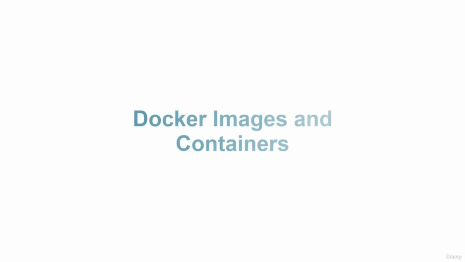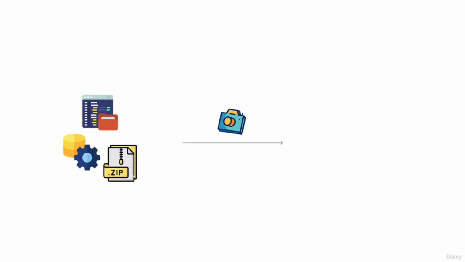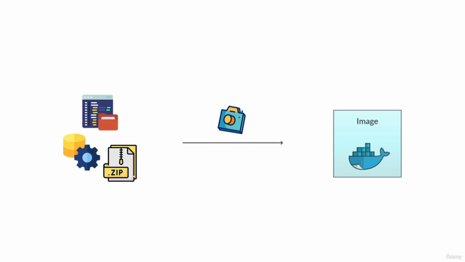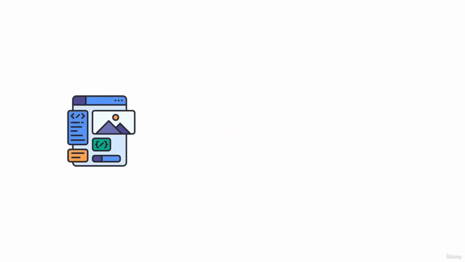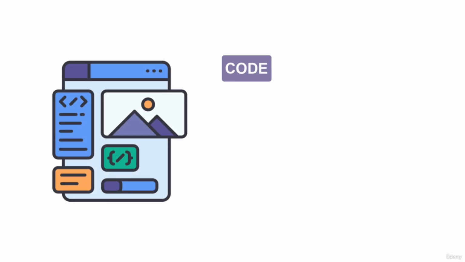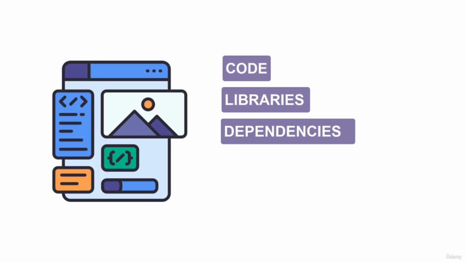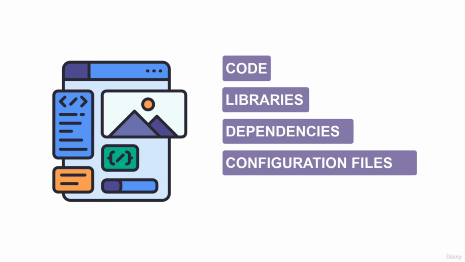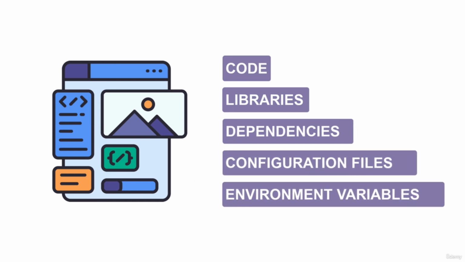Now let's talk about Docker images and containers in more detail. Think of an image as a snapshot or a blueprint of an application and its dependencies, similar to an image in a virtual machine. It's like a template that contains everything needed to run your application, including the code, libraries, dependencies, configuration files, and environment variables.